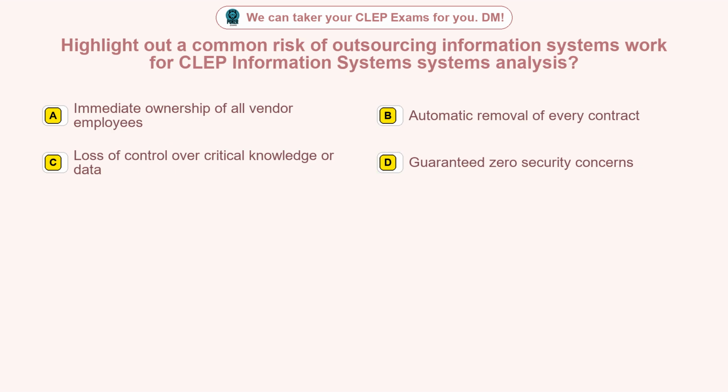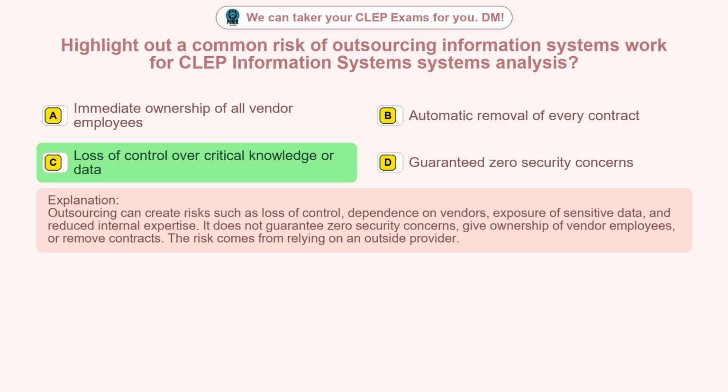Question 96. Highlight a common risk of outsourcing information systems work for CLEP Information Systems systems analysis. Option A. Immediate ownership of all vendor employees. Option B. Automatic removal of every contract. Option C. Loss of control over critical knowledge or data. Option D. Guaranteed zero security concerns. The correct answer is option C. Loss of control over critical knowledge or data.